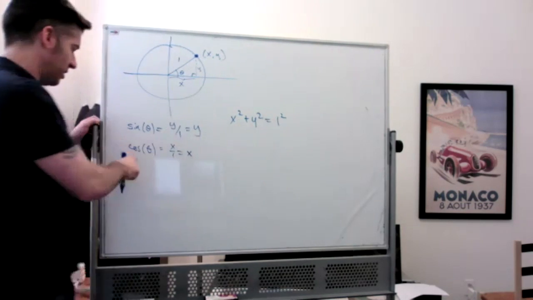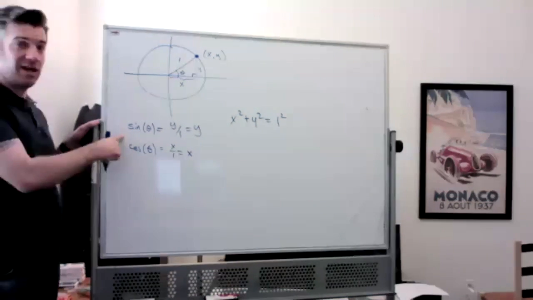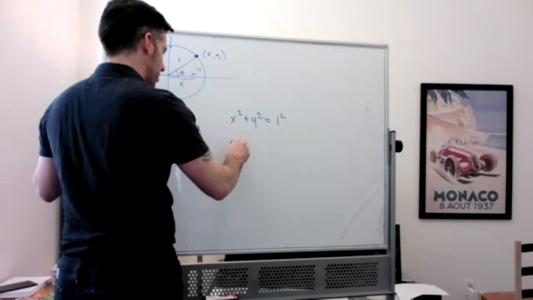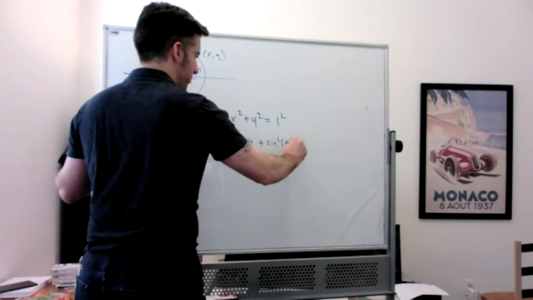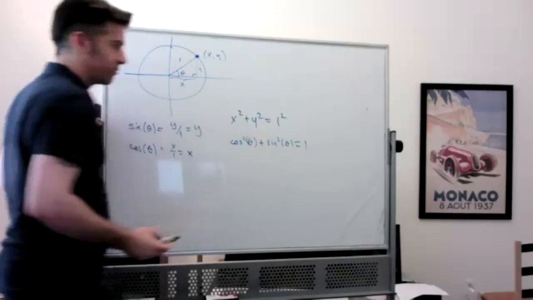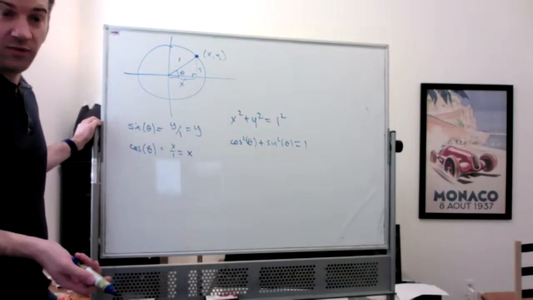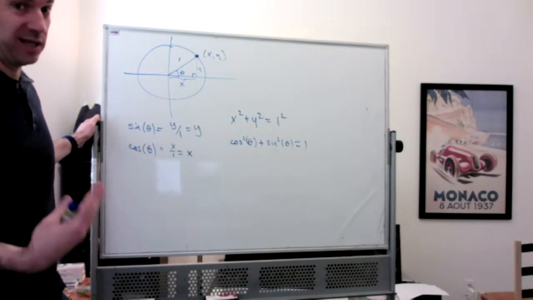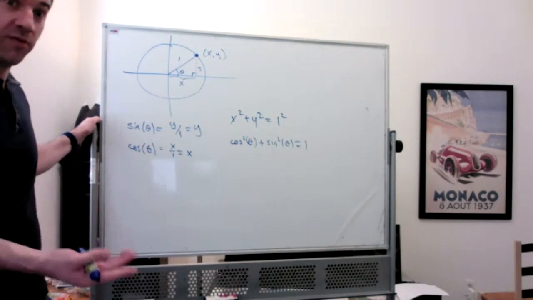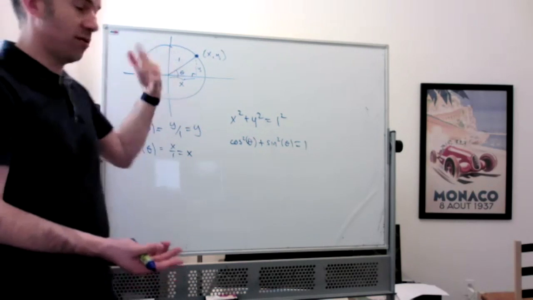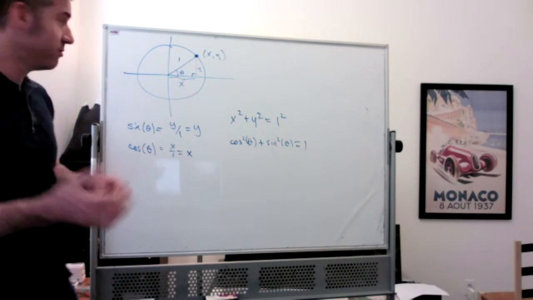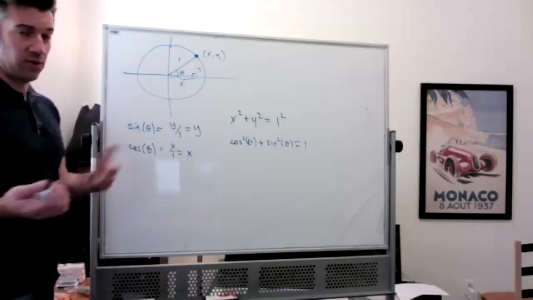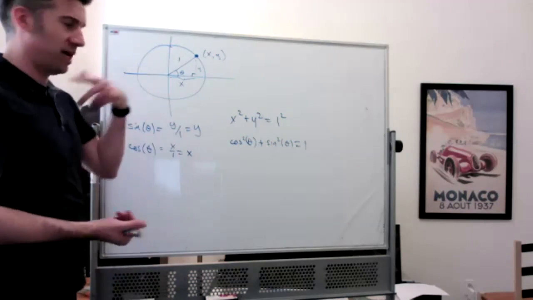But x is really cosine and y is really sine. So really I'm saying cosine squared theta plus sine squared theta equals 1. That's where that identity comes from. And that's why it's called a Pythagorean identity, because it literally comes from the Pythagorean theorem. Okay, thank you. I forgot about that one. You're welcome. There are other trig identities that come from this as well, but this is kind of the main one.